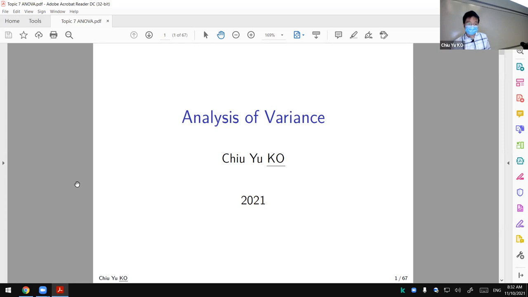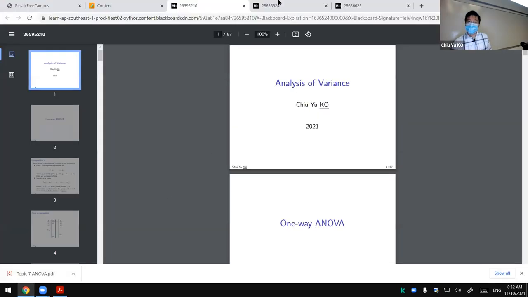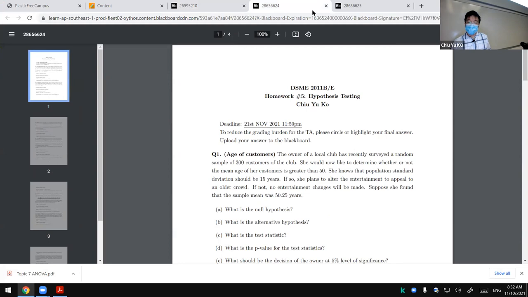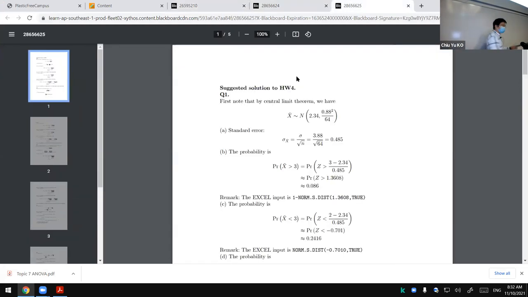Just some reminders. The solution to homework 4 has been posted on the Blackboard, so you can check it out. I think the TA is grading the assignment.